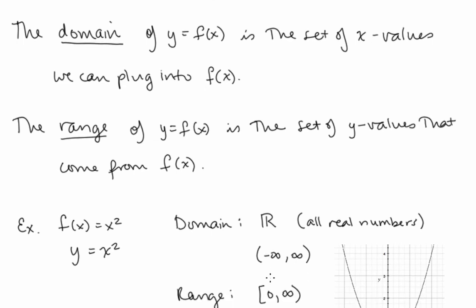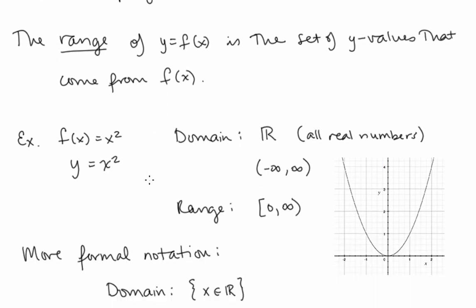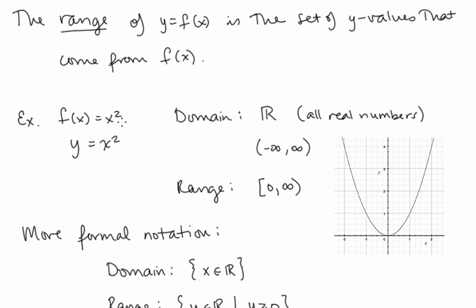The domain of y equals f of x is the set of x values that we can plug into f of x. And the range of y equals f of x is a set of y values that come from f of x. So for example, f of x equals x squared, or we can write y equals x squared. That's our basic parabola. Our domain is a set of x values that we can plug into this function. Well, for this function, we can take any real value and plug it in for x. So our domain is all reals. We could also write this set as the interval from negative infinity to infinity.